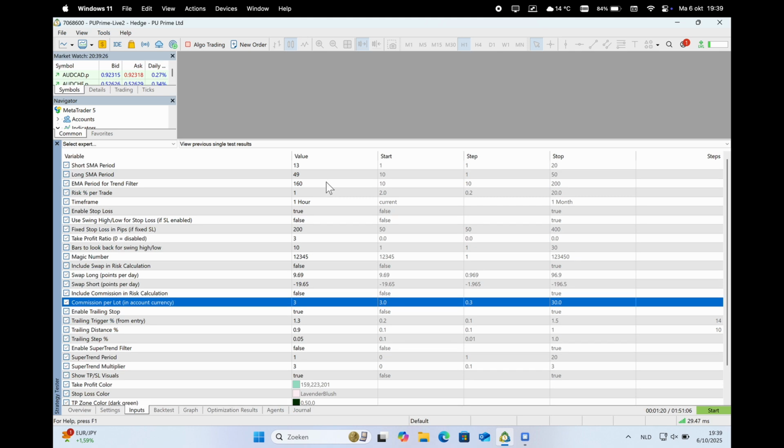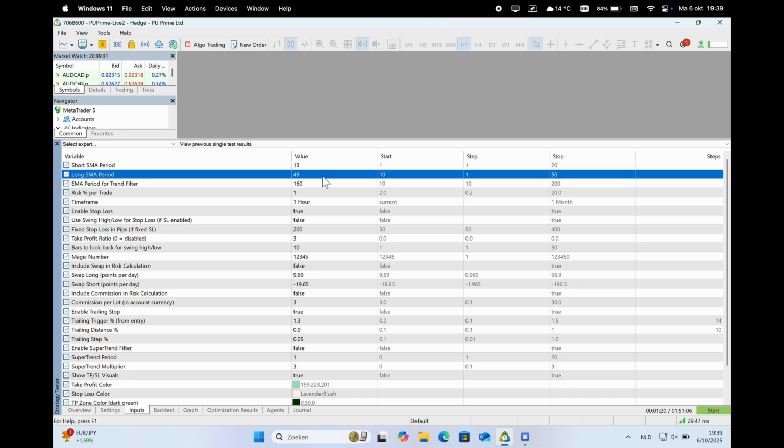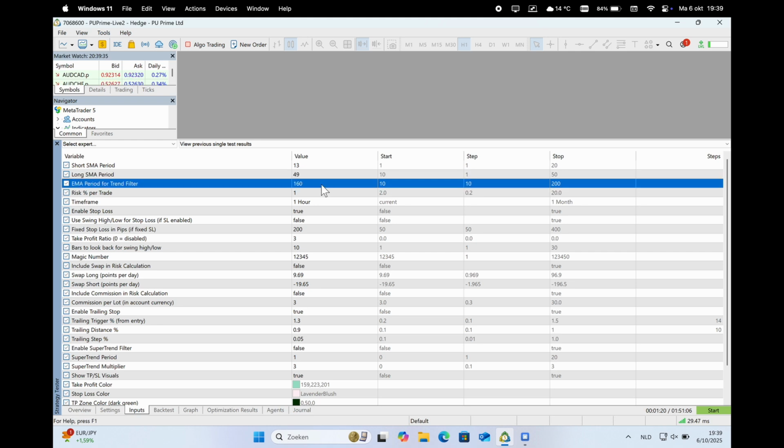The idea behind this strategy is very straightforward. We use two simple moving averages, a short SMA and a long SMA. When the short SMA crosses above the long SMA, we open a long position. When it crosses below, we open a short position. For this setup, the short SMA length is set to 13 and the long SMA length is set to 49. New trade signals are calculated on the 1 hour time frame to give us higher quality entries.